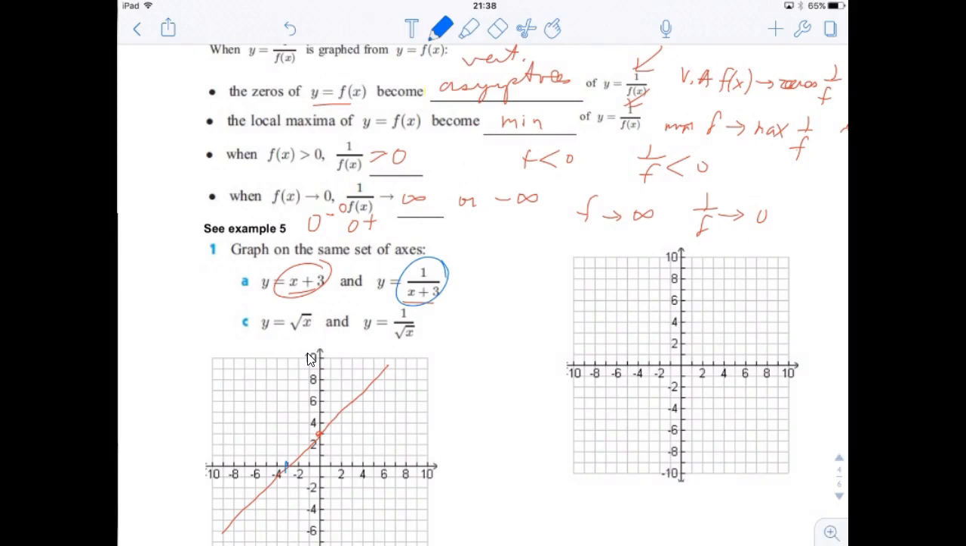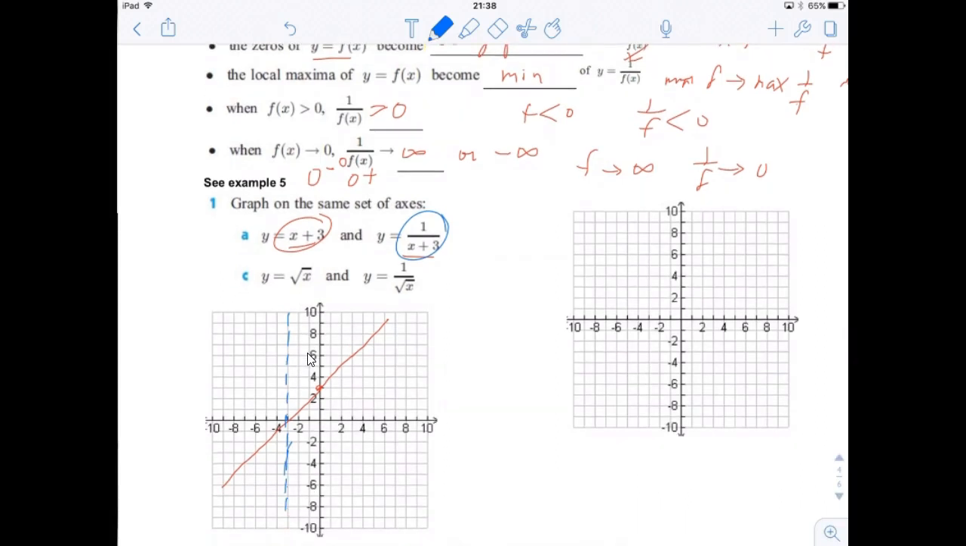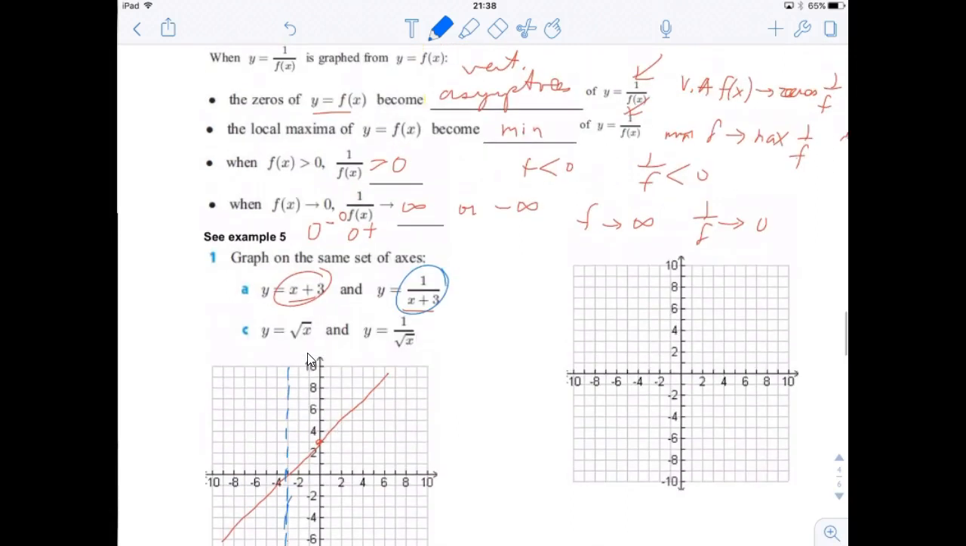And the 0 is going to become an asymptote. It's an interesting way to find the asymptote. The 0 of the red function becomes the vertical asymptote for the blue function, right? That's what it says here. The local maximum of y equals f of x become the minimum of y equals 1 over f of x. We don't really have a chance to see that because the red function doesn't have a maximum or a minimum. Okay? What about the next one?